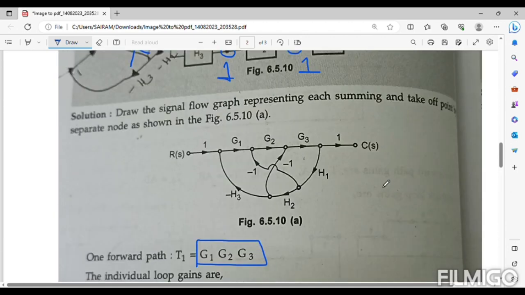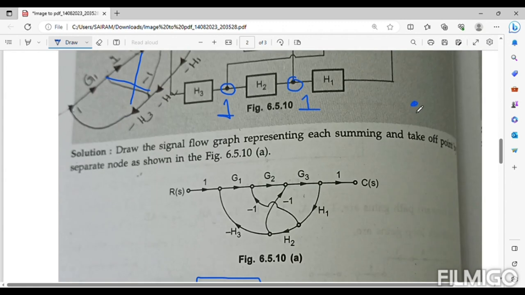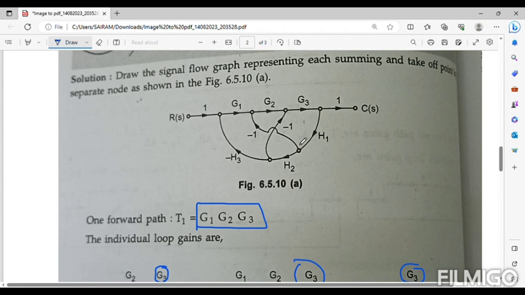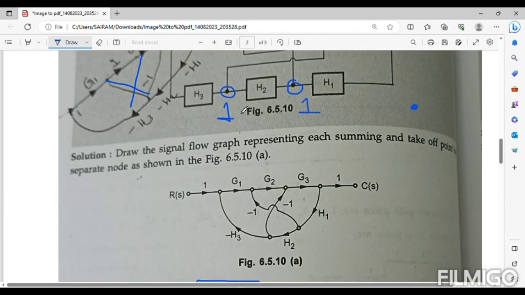And a very small clarification: there are takeoff points. Takeoff points are the ones rounded in the black marker. So this is rounded in black, which is a takeoff point, this is a takeoff point, and this is a takeoff point. There are 3 takeoff points together as well as 3 summing points together, and they are going to be replaced by nodes in the case of a signal flow graph. You connect them by branches, and you indicate the block diagram transfer functions as the gain of the corresponding branches, that is this.